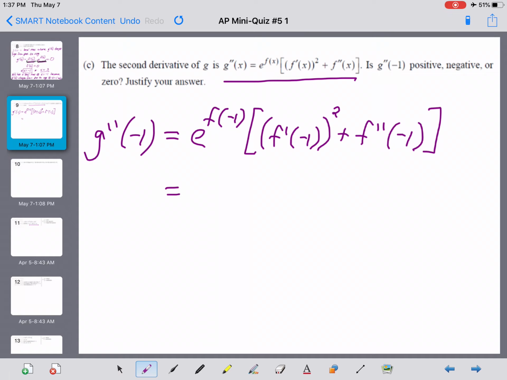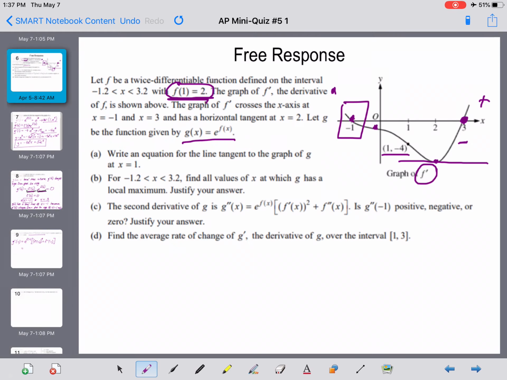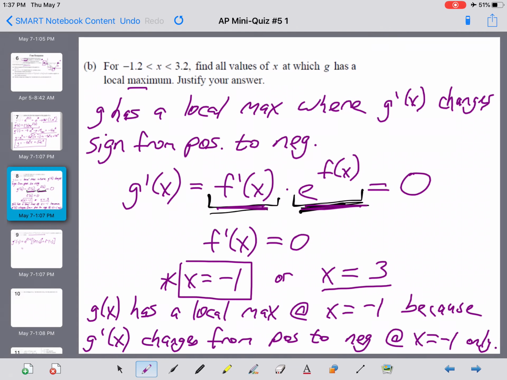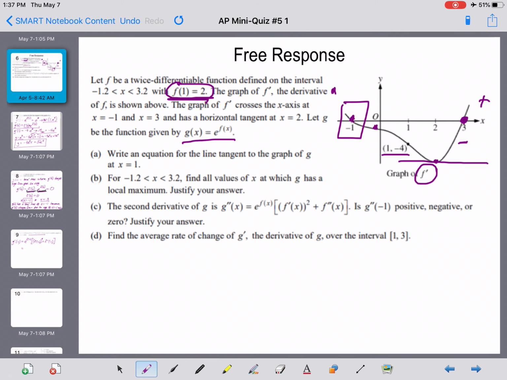So let's see what's going on here, guys. E to the f of negative 1. Let's start with that. All right, so f of negative 1... Yep, sorry. All right, did we do f of negative 1? I thought we did at some point right here. F of negative 1. Oh, that was given to us. No, that's f of positive 1.